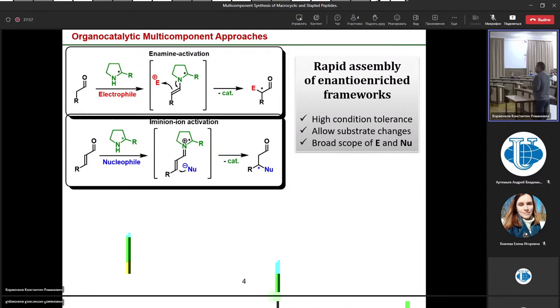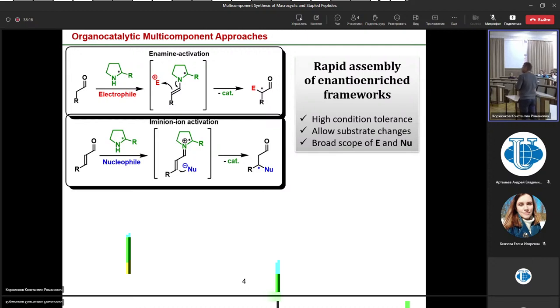Okay, this is the very simple principle, but I don't think we have to explain it here. This is more for a student. Once we form the iminium ion, again, the nucleophilic conjugate addition could be preferred by one of the preferred phases, leading to an asymmetric conjugate addition and the formation of enantiomerically enriched compounds.